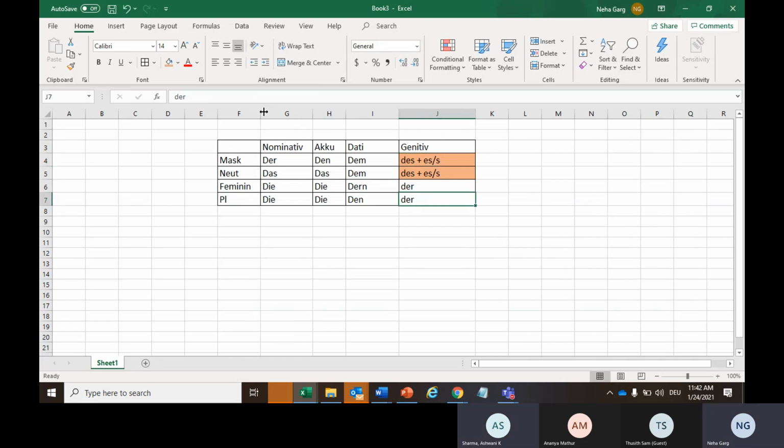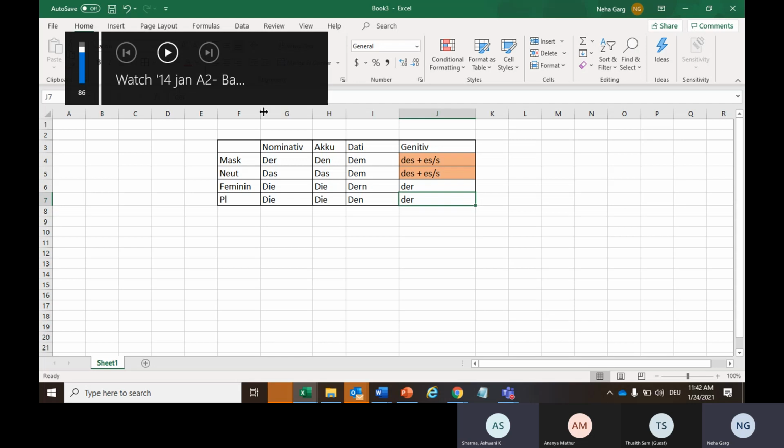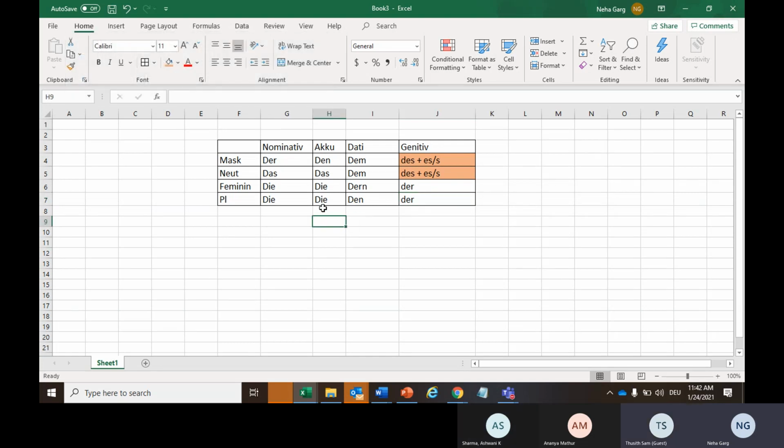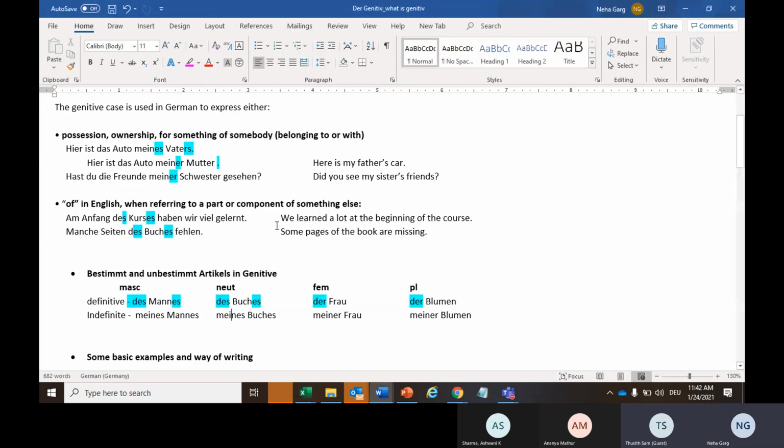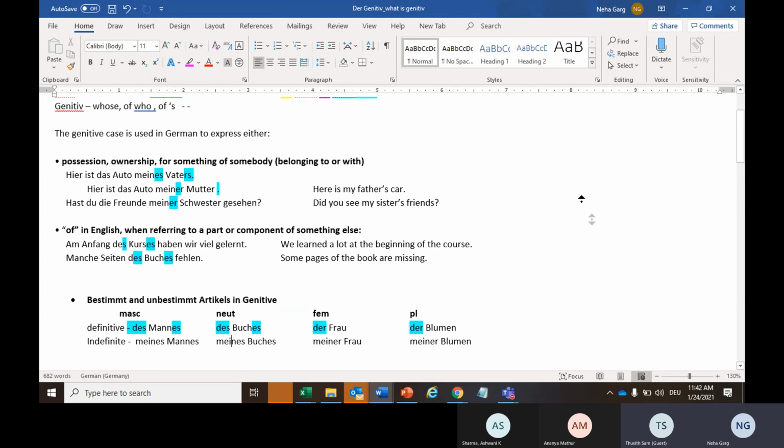Yeah, what we are discussing here, this is adjective endings, right? No, genitive, Ashwini. Genitive cases we are discussing. Okay. So in masculine, how will the genitive be, for example? Let me give you some examples also.